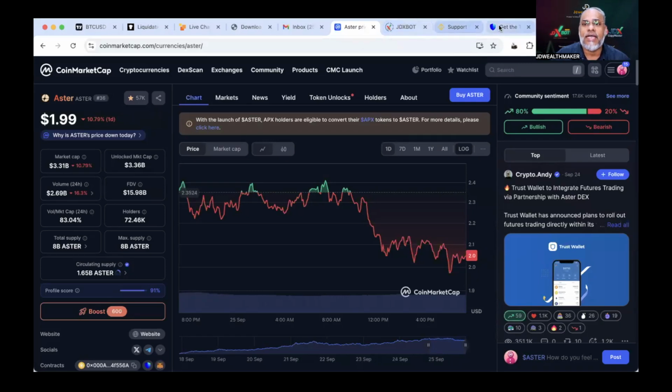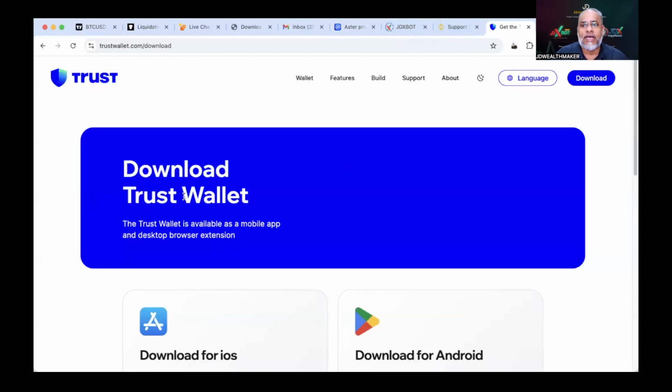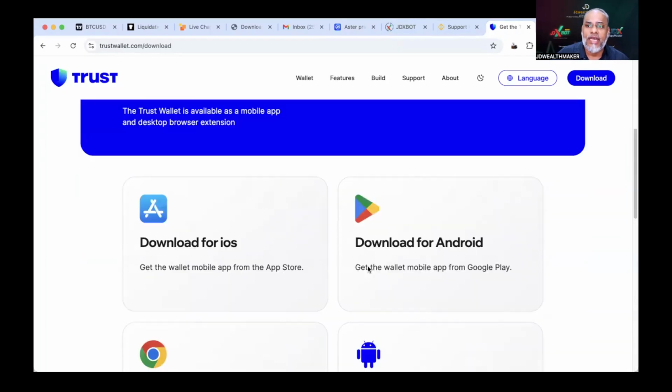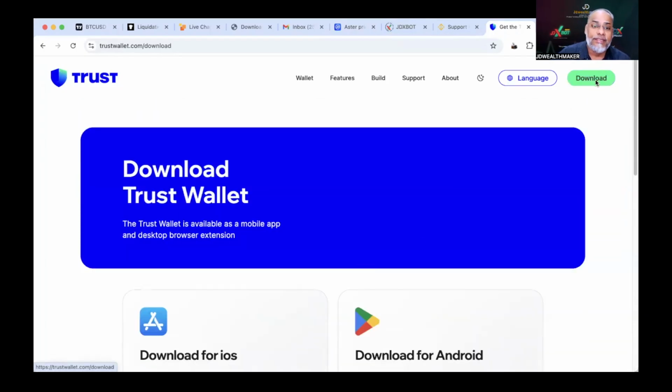So if you go to the Trust Wallet site, you will see the download. There are many downloads there, or you can just click download. It will automatically detect what kind of device you are using, Android or whatever, and bring you directly to either the Apple Store or Play Store. That's the first thing that you need to do.